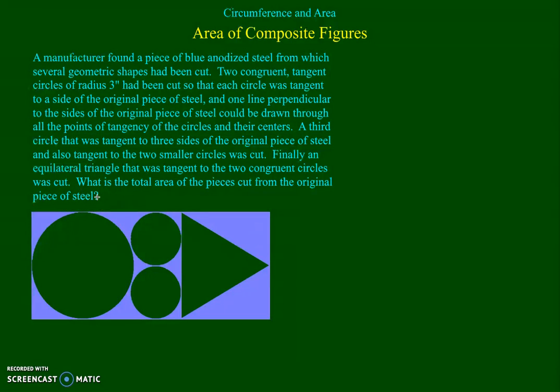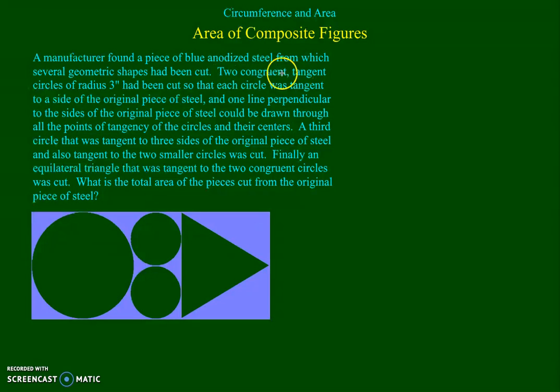So quite a complex statement here. Let's see if we can break it down and determine what information is pertinent and will help us solve the problem, and what information is superfluous and therefore can be discarded. So here, the blue anodized steel, we don't care what it's made of because we're looking for the area of shapes. So whether plastic, rubber, or steel, doesn't matter.